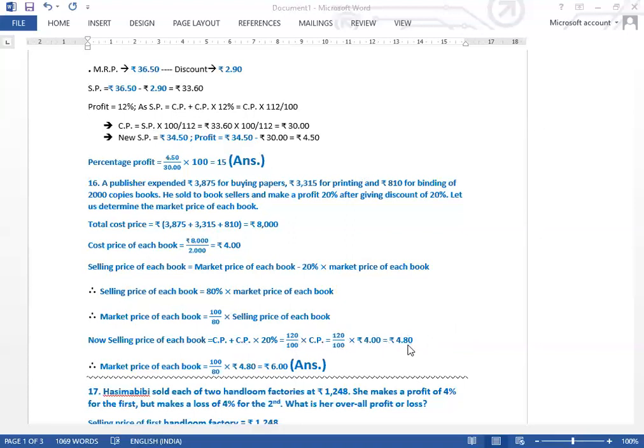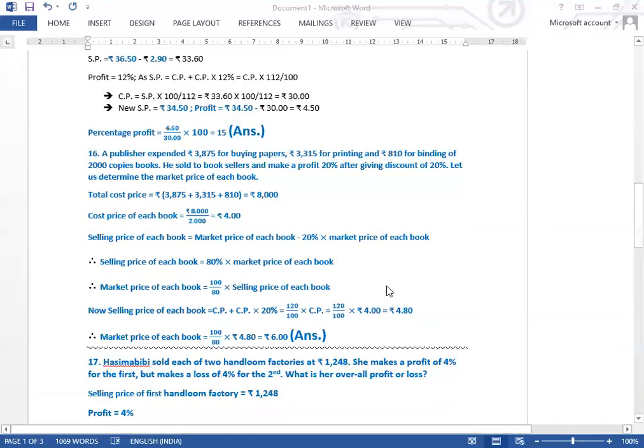So now put this value of selling price in this equation, because you have to find out the market price. Market price, so what will we get? Market price of each book will be 100 by 80 into 4 rupees 80 paisa. So you see that 0 will be cancelled out, 8 into 6 will be 4.8. So that gives you 6 rupees as the market price of each book.